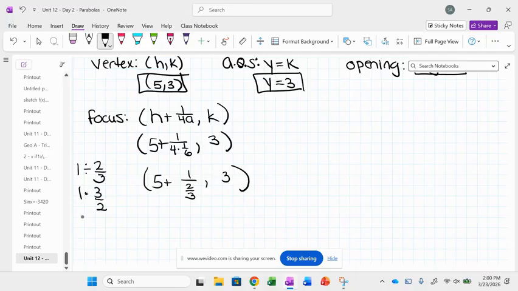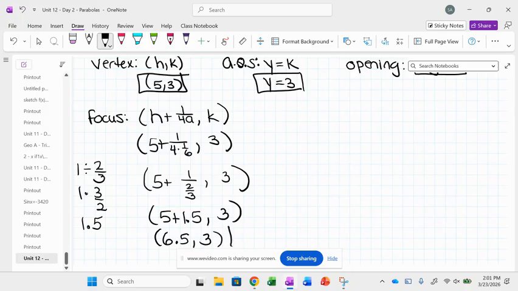Well, what is 3/2? 1.5. Why do you think I'm making it a decimal instead of an improper fraction? Because isn't it easier to plot mixed numbers and decimals versus improper fractions? So now I'm going to have 5 plus 1.5 comma 3. So that's going to be 6.5 comma 3. Are we all good with that so far?